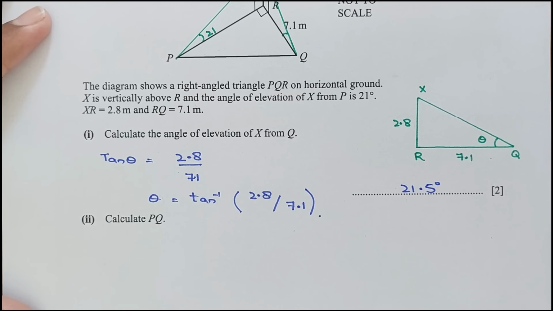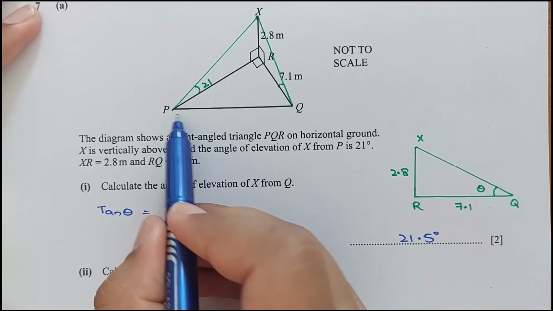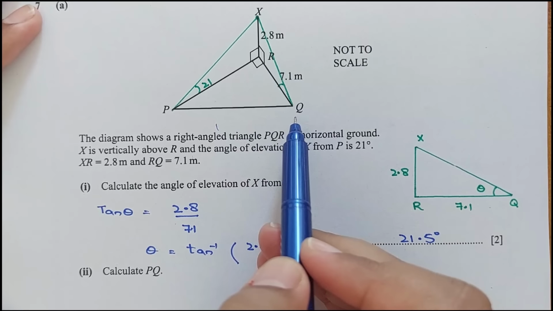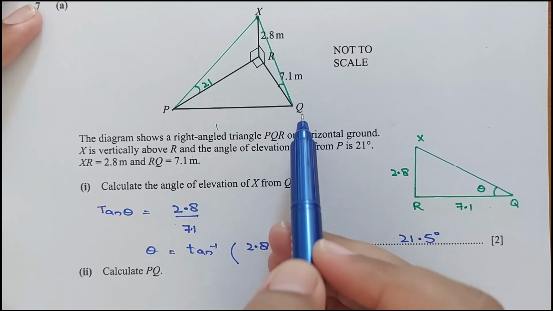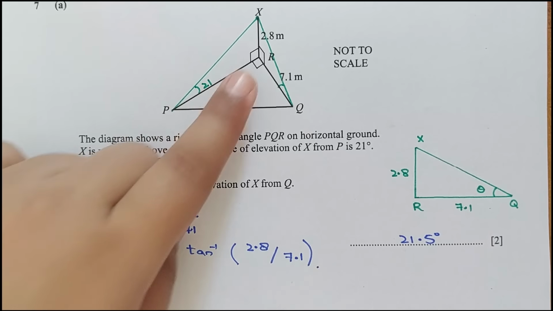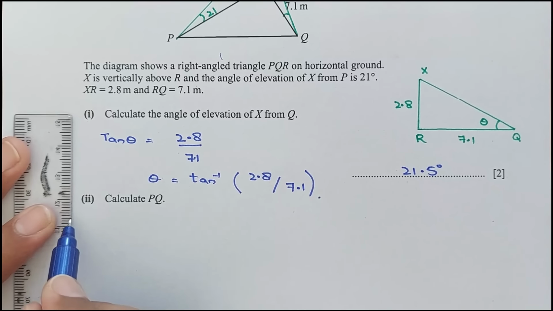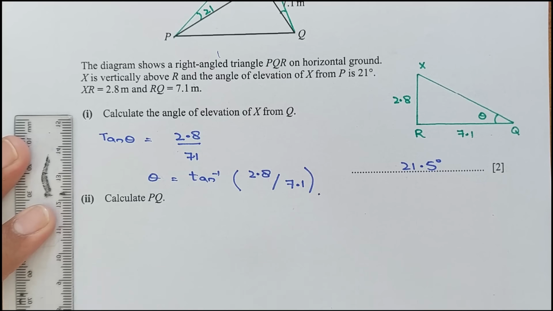We got that angle. Now for the second part, calculate PQ. This length we have to calculate. So for this we have QR, but we don't know PR. So let me solve for PR first. Consider the triangle PRX. Let me draw over here. This is again a right angle triangle.